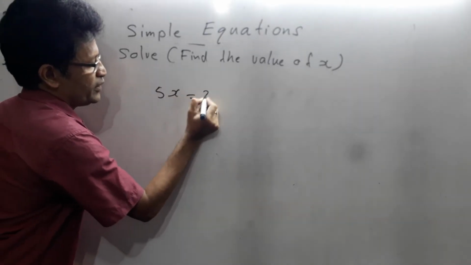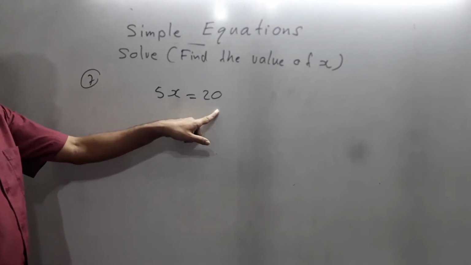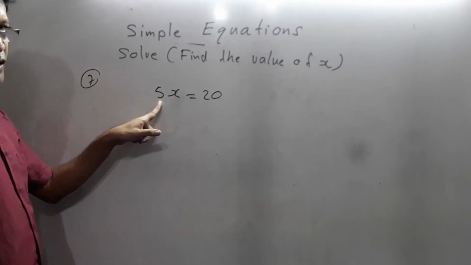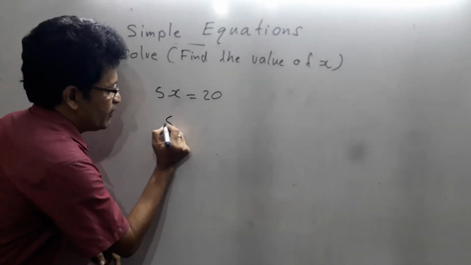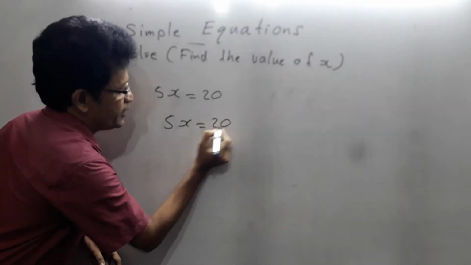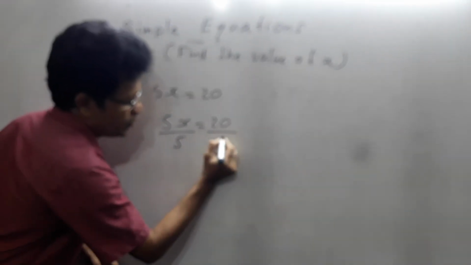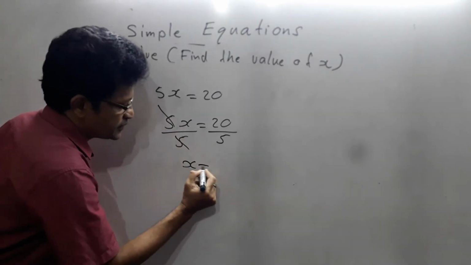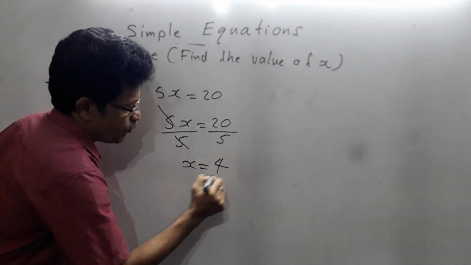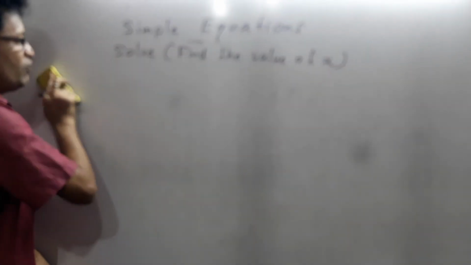5x equals 20. Now you have to solve this one. 5x equals 20, you have to find the value of x. So here the coefficient is what? 5. So this side I have to divide by 5. Then 5x equals 20. This side I divide by 5. Then the other side also, that means 20 also you have to divide by 5, like a scale. So 5 and 5 cancel. Here you have x. 20 divided by 5 is what? 4. Okay? Right.